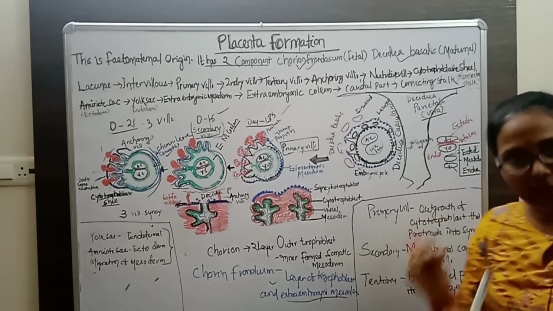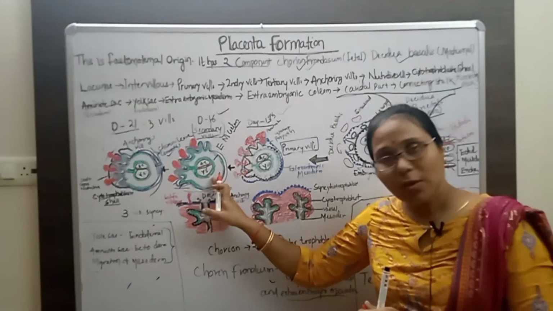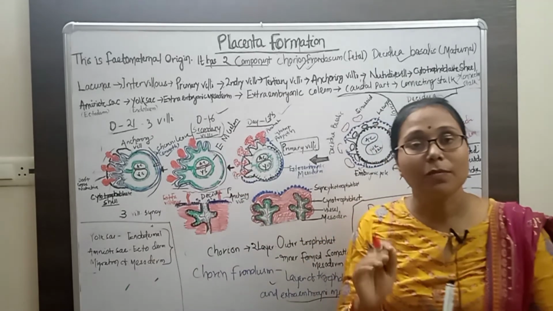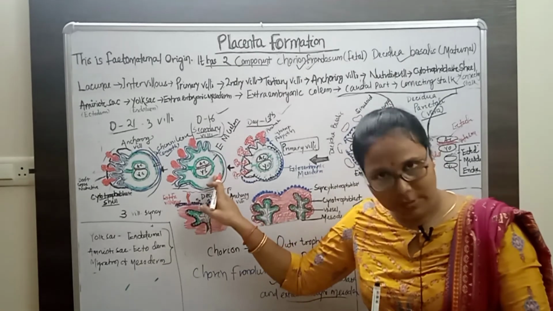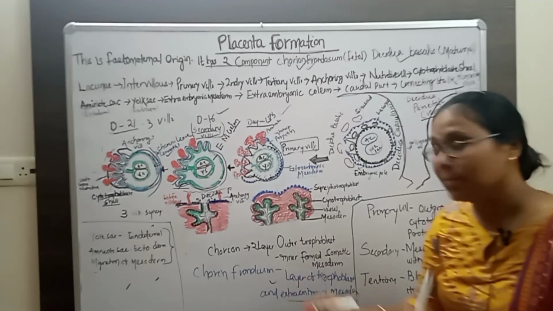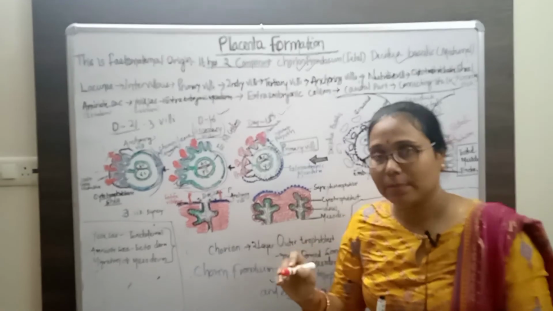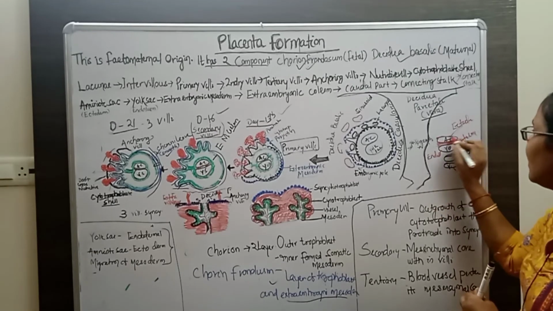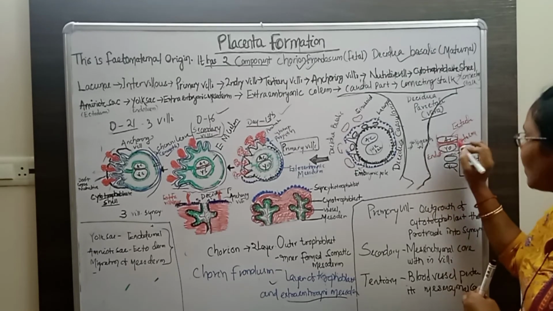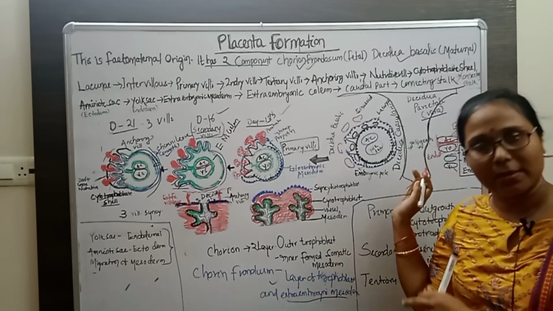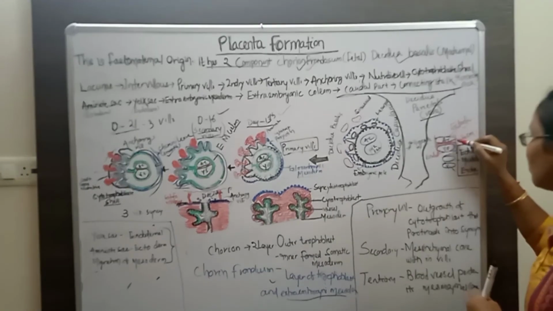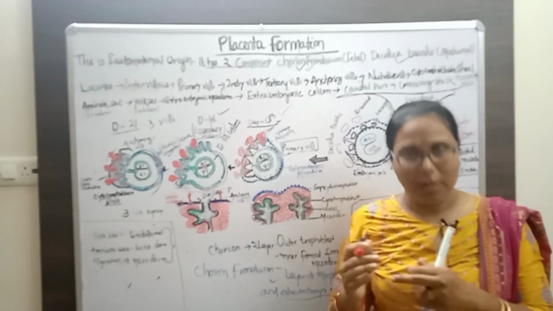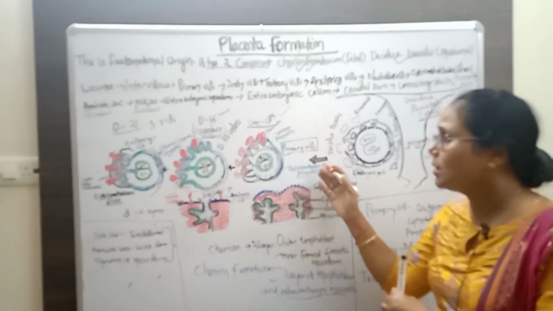One thing is very important: the extraembryonic mesoderm, the green one I have given, is developed from the hypoblast or yolk sac, but the intraembryonic mesoderm is developed from the amniotic sac. After development of the intraembryonic mesoderm, this is called the trilaminar structure. From this trilaminar structure, or the ectoderm, mesoderm and endoderm, the fetal development takes place.